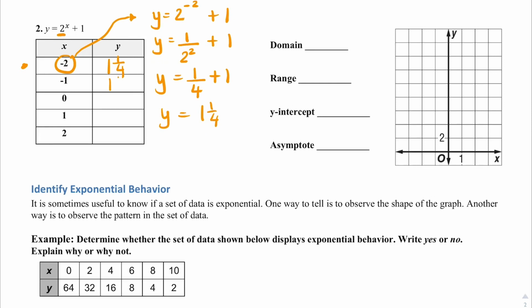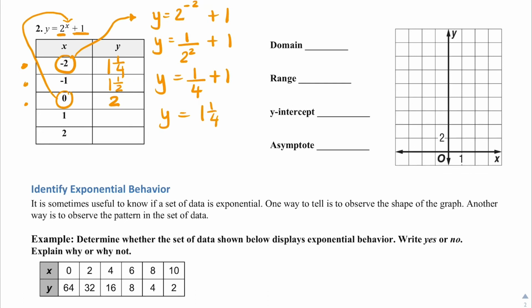The next one comes out as 1 1/2. Now be careful with 0, because otherwise we all fall into the trap. Anything to the power of 0 is always equal to 1. Yes, but remember in this case that 0 is going to go into this x, which means 2 to the power of 0 is 1. That's correct. But then we still have to add the 1 afterwards. And 1 plus 1 is actually 2. So please be careful about falling into that trap.